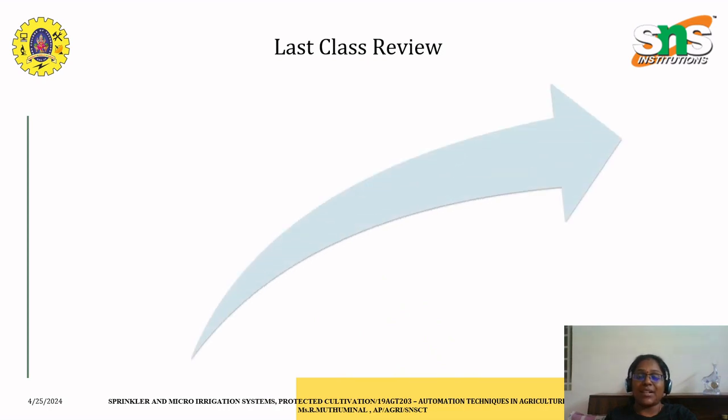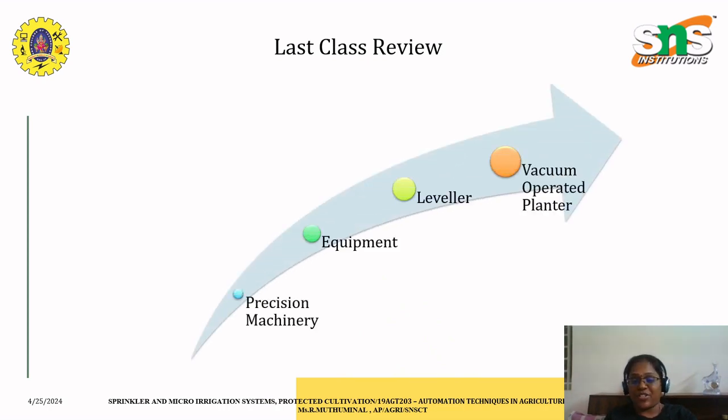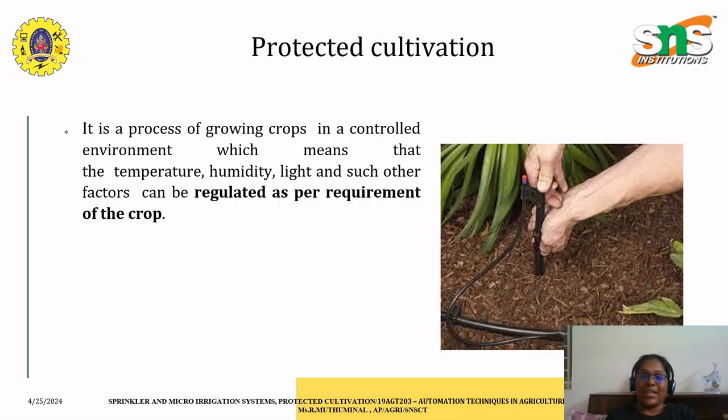In the previous classes, we have seen something about precision machinery, what the equipment involved in precision machinery are, and how we can conserve soil and water resources along with the irrigation systems. Today we'll see what protected cultivation is.